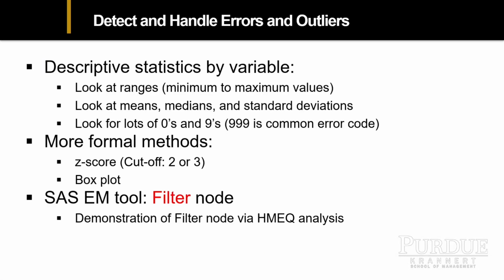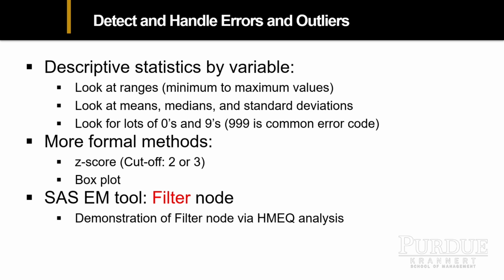So there are many different ways to do that. We can look at the descriptive statistics of the input or target variables. For example, we can look at minimum and maximum values of the data. We can also look at mean, median, standard deviations. And many times, if we see some weird number, for example, 999, that's a common error code.